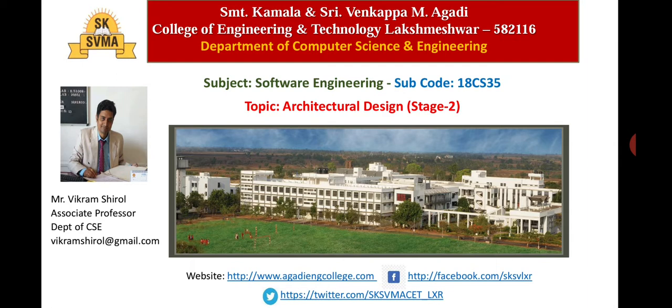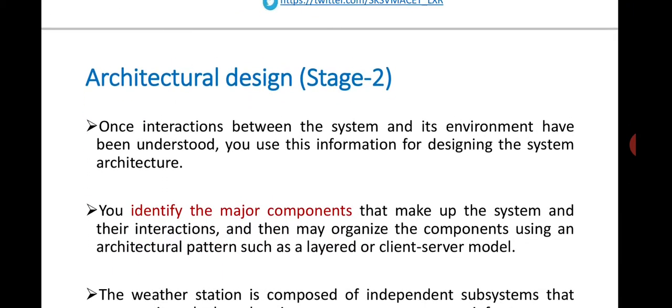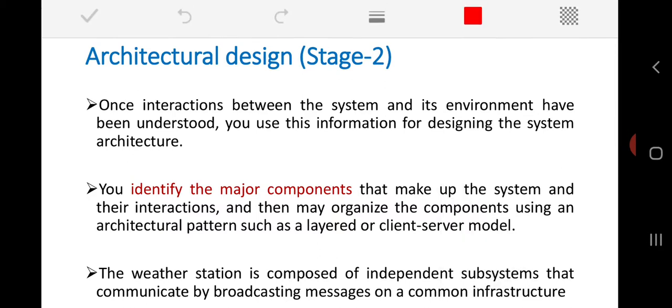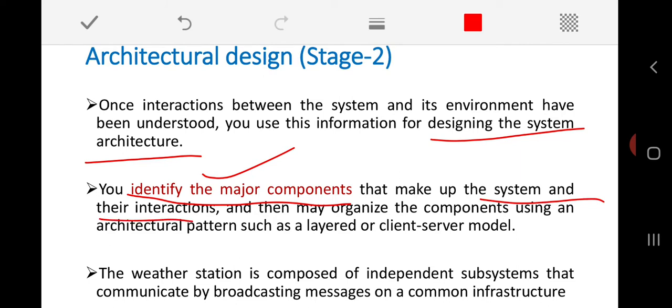Now let's move to the second stage, that is architectural design as a part of object oriented design. Once the interaction between the system and its environment has been understood in stage 1, here we are going to use that information for designing the system architecture. Designing the system architecture is nothing but identifying the major components that will make up the system and their interactions.